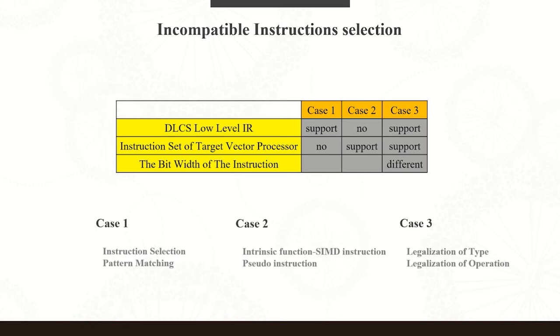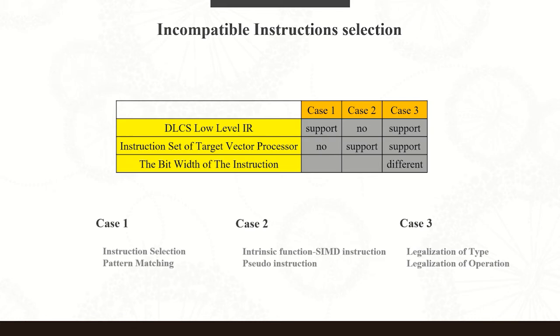The backend needs to focus on dealing with incompatibilities between three instruction mappings. The first case is where an operation is not supported by the low-level IRs but is supported by the target instruction set. The processing method is instruction selection and pattern matching, that is, to find a combination of multiple low-level IR instructions to represent the operation.